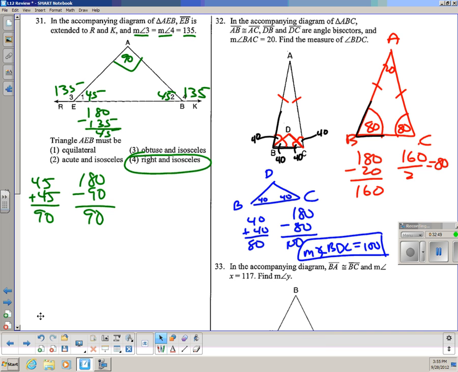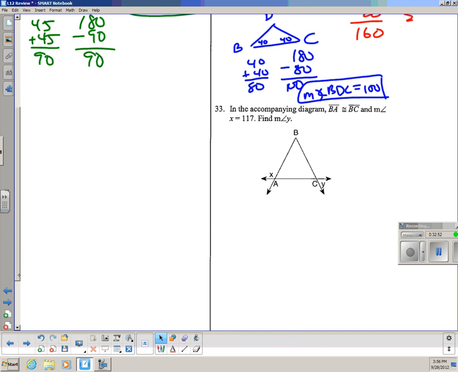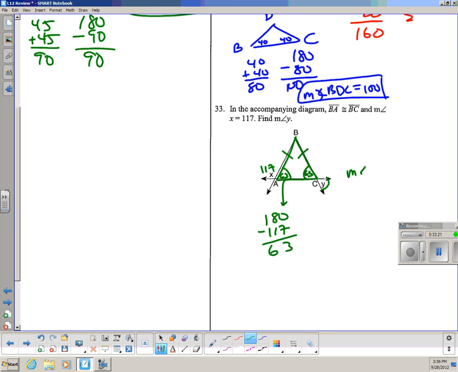Number 33 says, in the accompanying diagram, BA is congruent to BC. And the measure of angle X is 117. Find the measure of angle Y. Well, I have an isosceles triangle in here, so I know these two angles are equal, the ones opposite the congruent sides. And then I can get this angle right here by doing 180 minus 117, which is 63. So that makes this angle 63. And angle Y is vertical to it, so the measure of angle Y is also 63 degrees since vertical angles are equal.